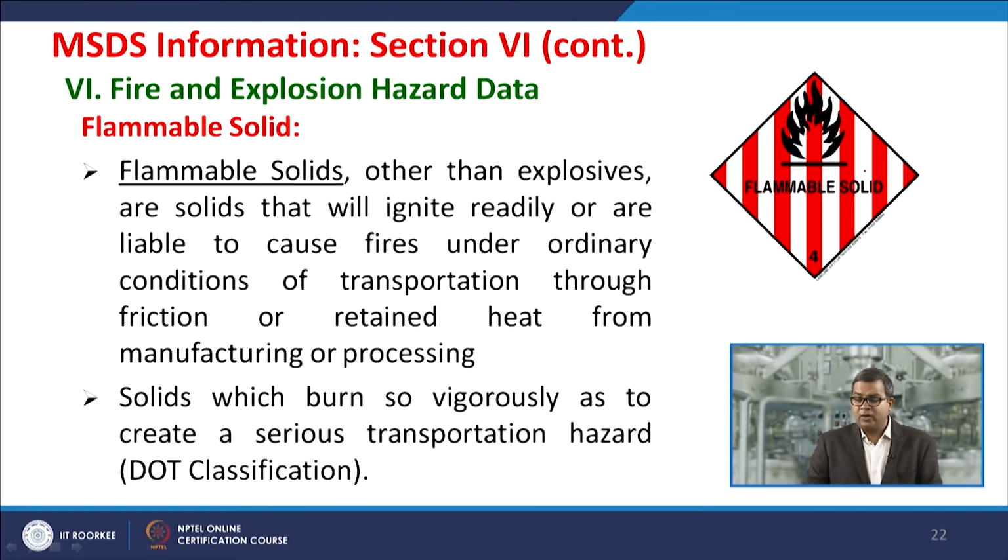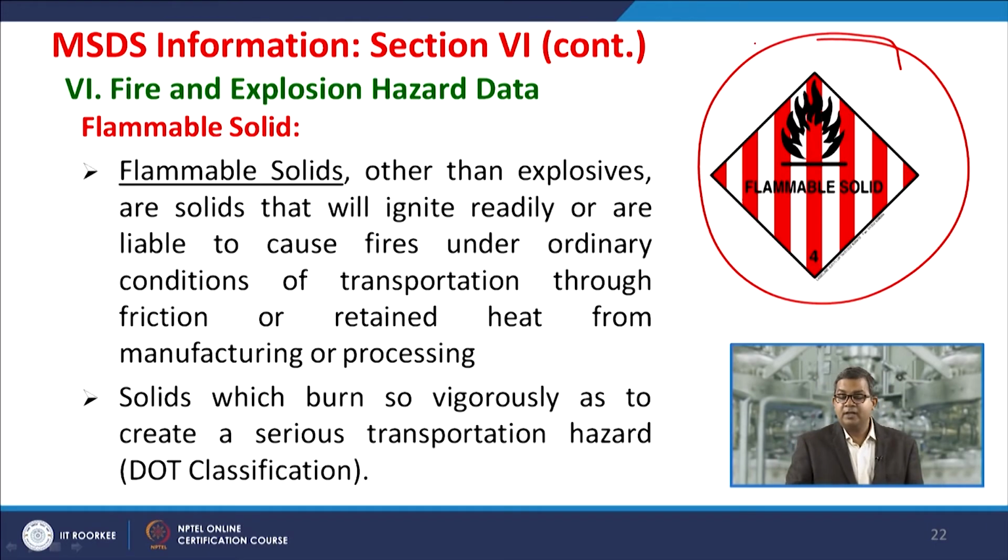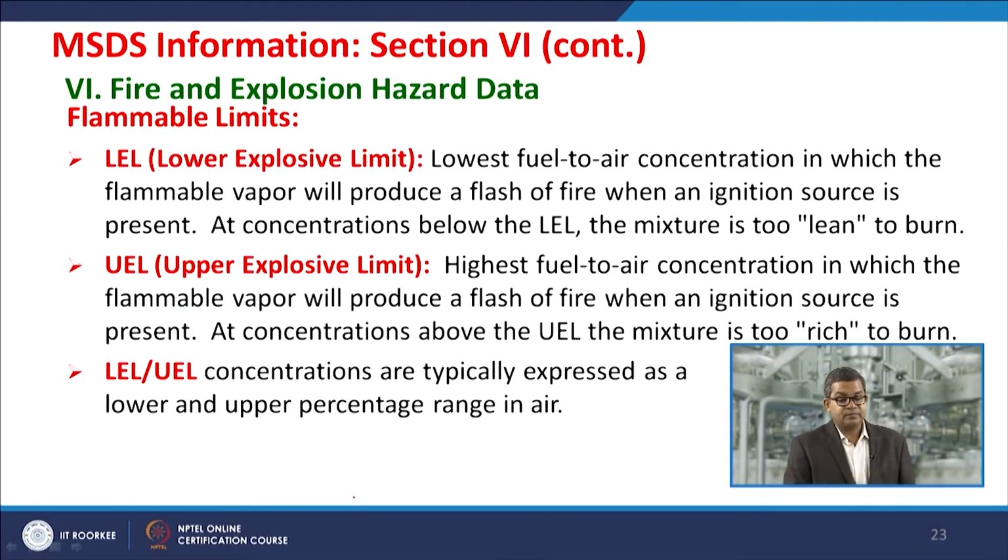There are certain flammable solids, usually depicted by this particular label. Flammable solids other than explosives are solids that will ignite readily or are liable to cause fire under the ordinary conditions of transportation, through friction or retained heat from manufacturing or processing. So don't forget that friction also plays a vital role in causing fire. A solid which burns so vigorously as to create a serious transportation hazard, that is the DOT classification.